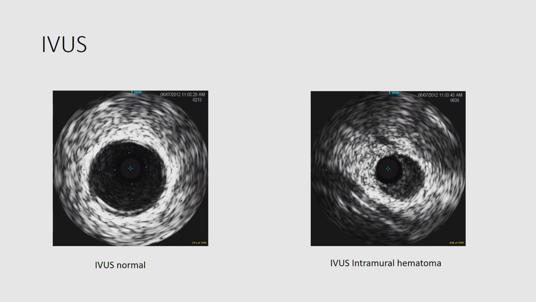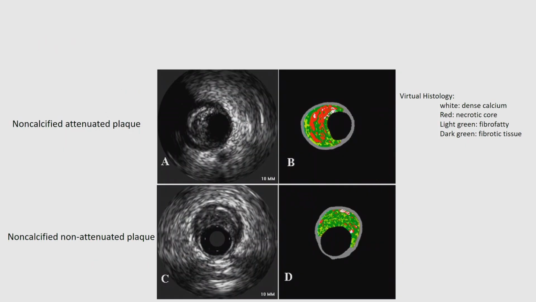This is an area where there's an intramural hematoma in the vessel. You can see the blood in the intimal space appears darker. And this led to the diagnosis of intramural hematoma. It does not look like atherosclerosis. This is another research area for the intravascular ultrasound. Virtual histology is available in some IVUS consoles.